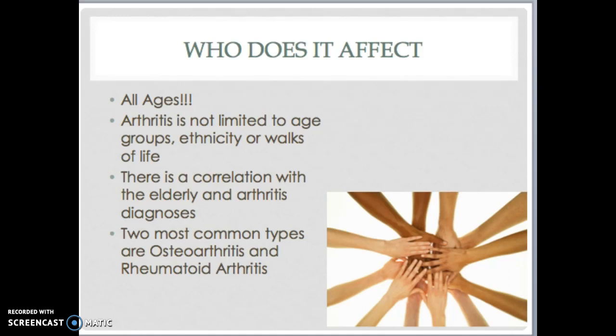Who does it affect? Like I said, all ages. It's not just population based, like the elderly or the young, but it affects all races, all walks of life. There's also a small correlation with the elderly in arthritis diagnosis. As we get older, the pockets of air between our joints get smaller, and our bones begin to rub together and cause arthritis. And especially after years of abuse, such as athletes, especially runners, people who run on hard surfaces or do things with high intensity, they have a higher risk of arthritis later on in life.